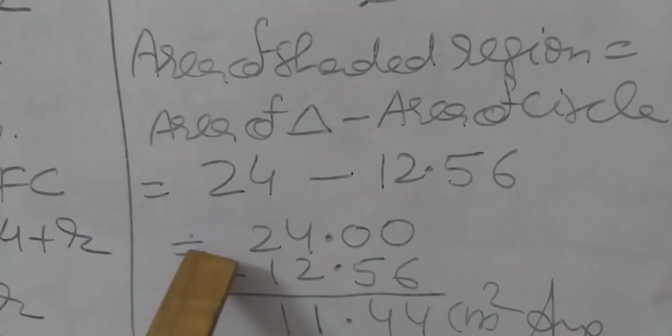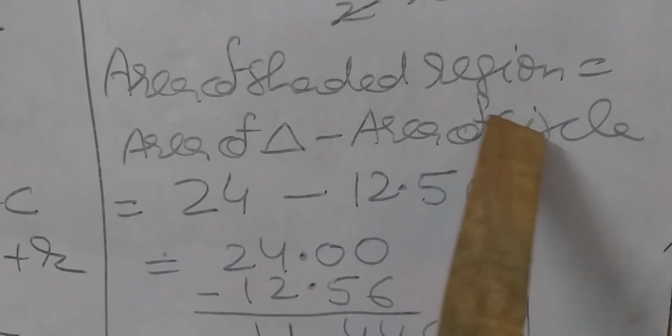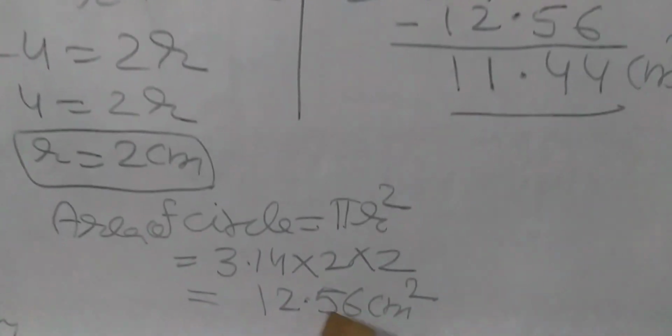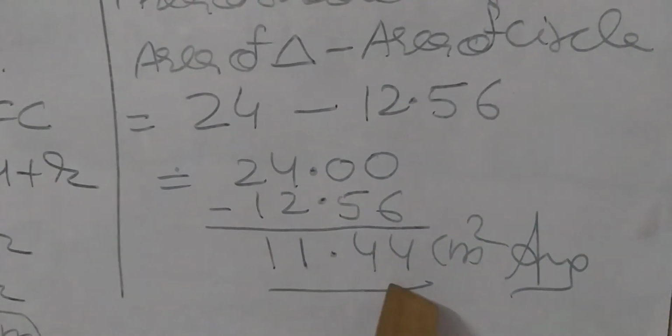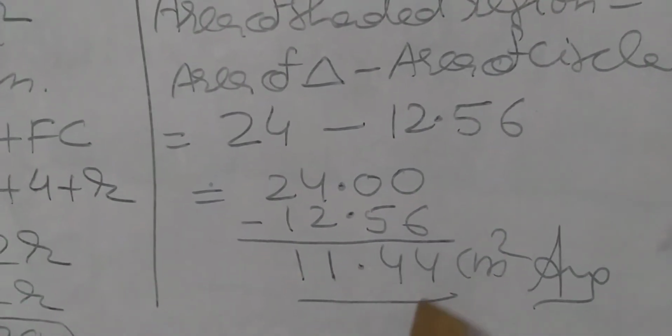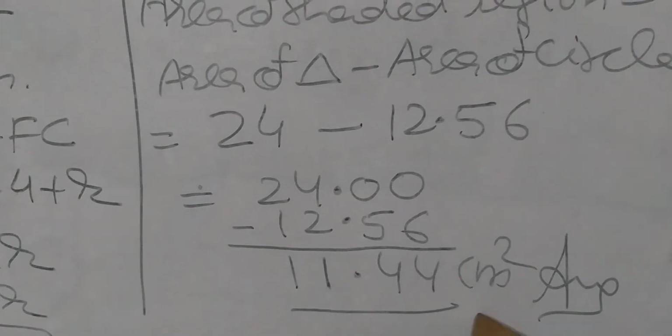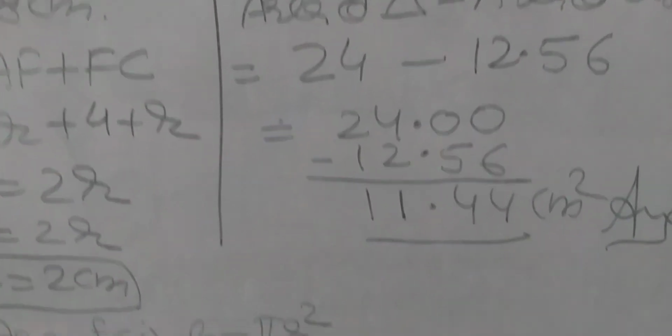So area of shaded region is area of triangle minus area of circle. Area of triangle 24, area of circle 12.56. Correct? So when we subtract, we get 11.44 centimeter square. This is the area of the shaded region. Okay, students.